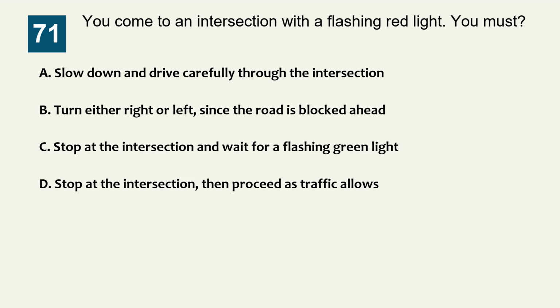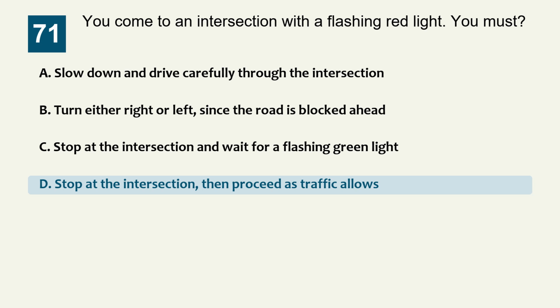Question 71. You come to an intersection with a flashing red light. You must: Option A, slow down and drive carefully through the intersection. Option B, turn either right or left, since the road is blocked ahead. Option C, stop at the intersection and wait for a flashing green light. Option D, stop at the intersection, then proceed as traffic allows.